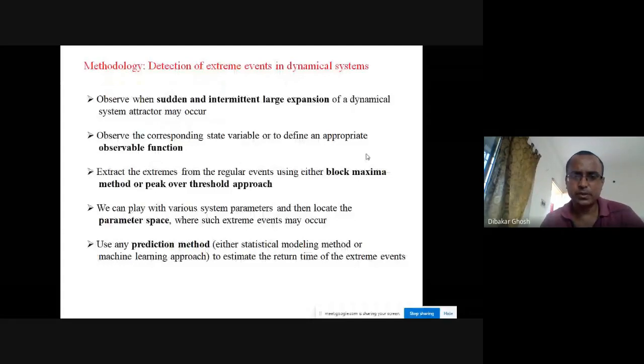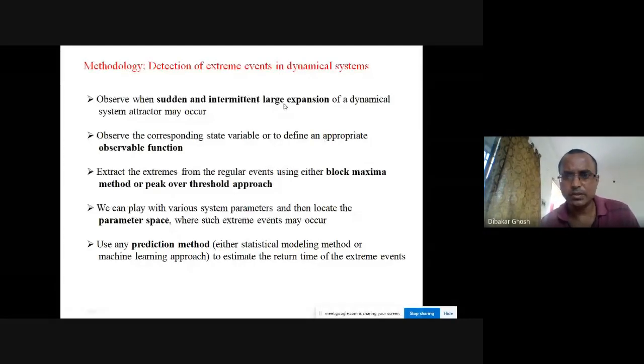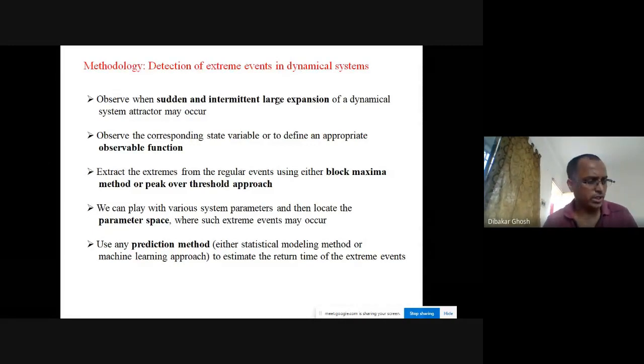Here I just give some steps. What is the process to study extreme events in dynamical systems? First, we have to observe the sudden and intermittent large expansion of the dynamical system by changing the parameter. You have to first notice this sudden and intermittent large expansion of the attractor. Then you have to define an observable, or select some state variables which give the exact physical meaning of the whole system.